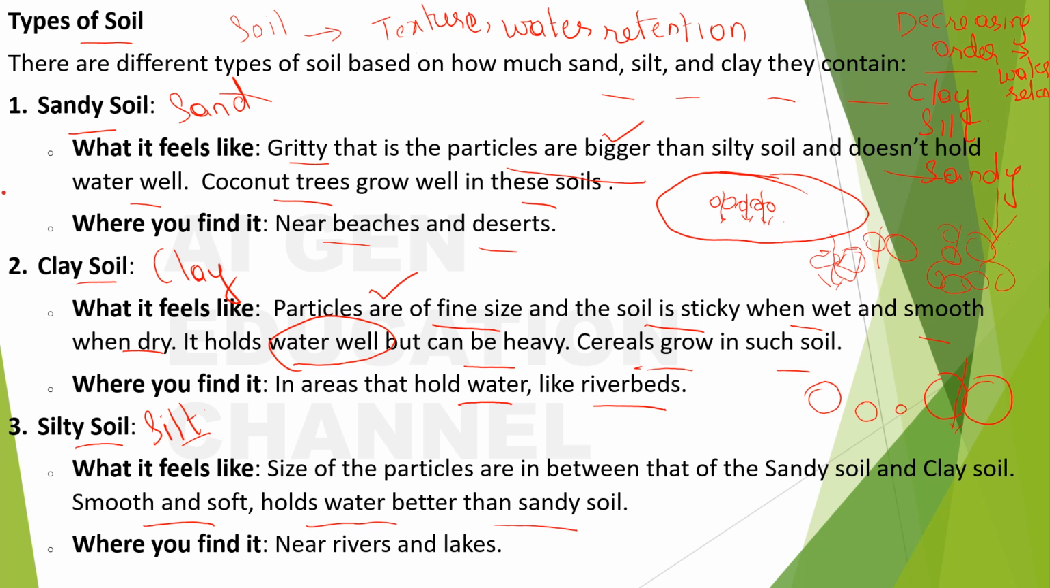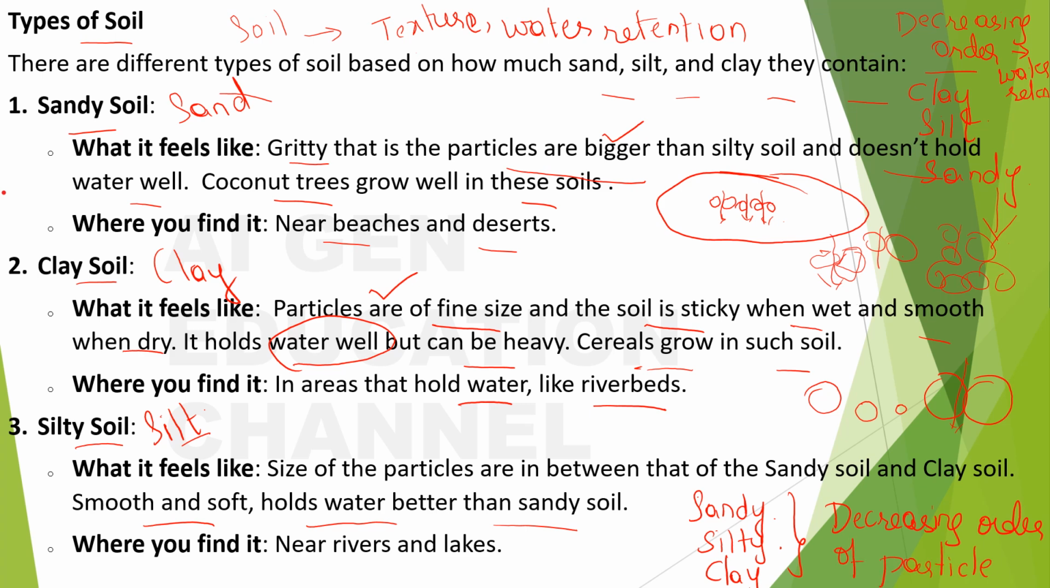Now if they ask decreasing order of particle size, then it's the other way around, right? So what comes first? Sandy. Next comes what? Silty, right? And then comes clay. So this is the decreasing order of particle size.